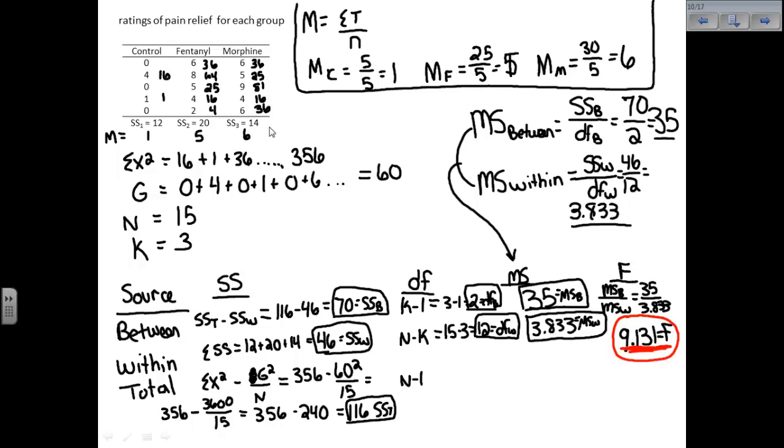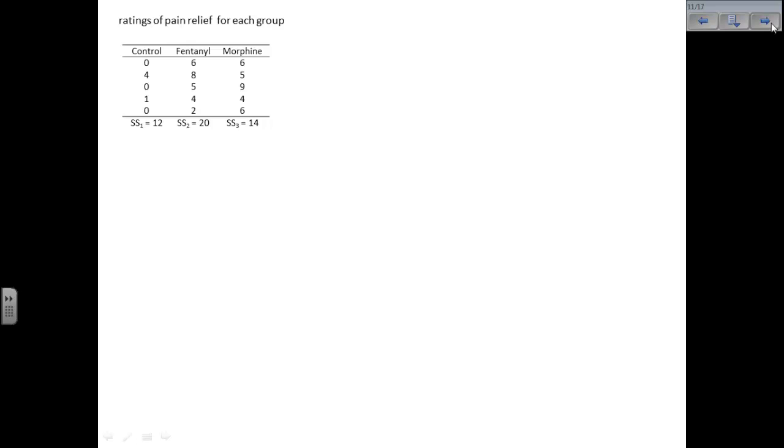Now, if you noticed, I started with step 3. And that's because I need to know my degrees of freedom between and my degrees of freedom within to find my critical value in step 2. So now that we're done with step 3, which is the calculation part of this, let's go ahead and do step 1, 2, and 4. And then find the effect size if it's significant.